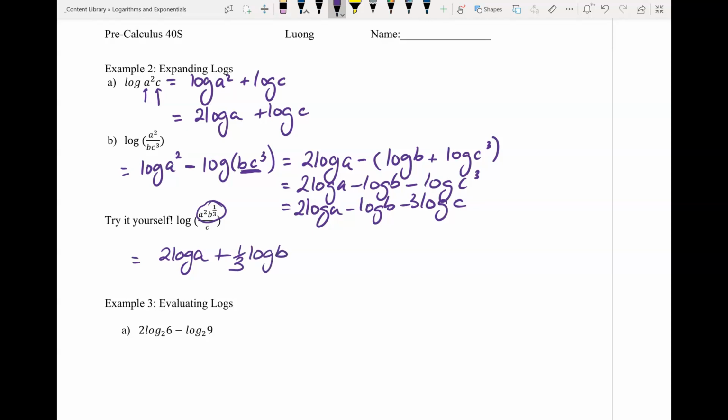And then lastly, we have divide by that c. So I'm going to use our quotient law. It becomes a minus log c. And that would be our final answer. I did everything in one shot here. Again, if you're more comfortable doing it in multiple steps first, then you are welcome to do that.